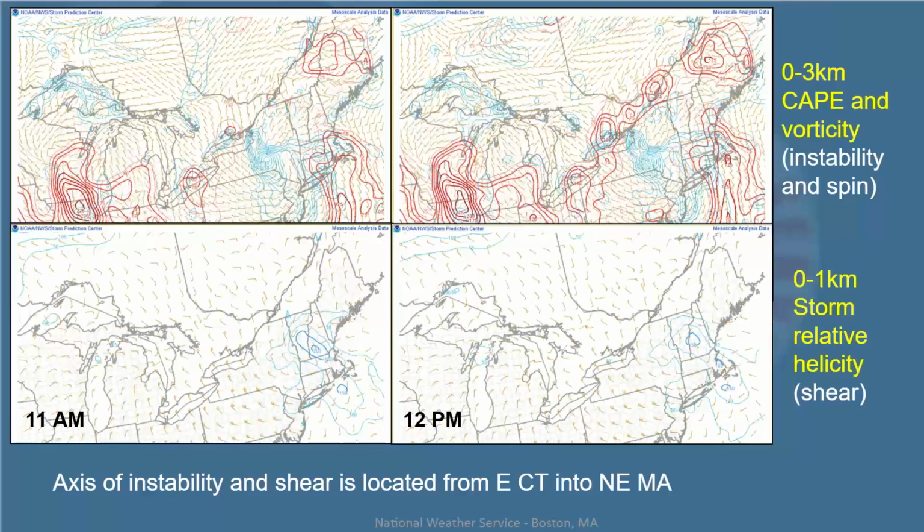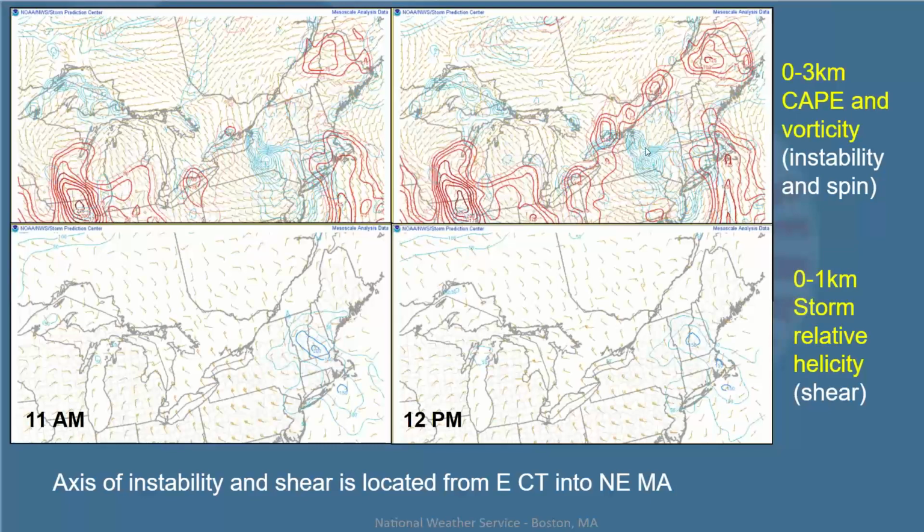You can see that there's about 50 to 100 units of 0 to 3 kilometer CAPE, highlighted in the red lines, and the vorticity is highlighted in the blue line. So if you have instability and you have spin in the atmosphere, those are usually the prerequisites for possible spin-ups.